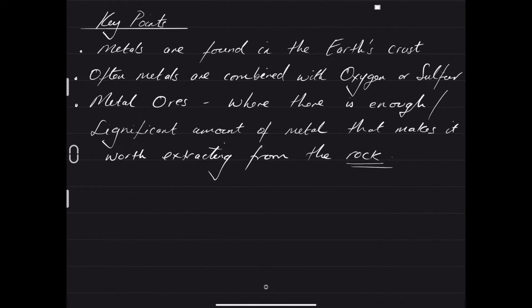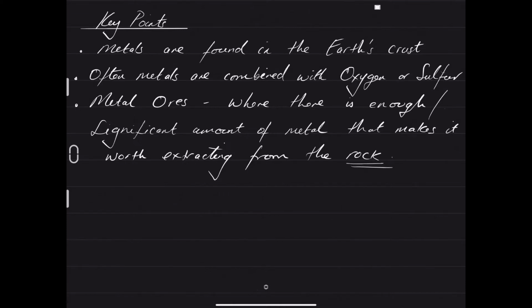So, as I said, the first point is that metals are found in the Earth's crust. And a metal ore is where you have a significant amount or enough of the metal that you are seeking that makes extraction worthwhile, economically worthwhile from the rock. And once that is determined, it's classified as a metal ore.